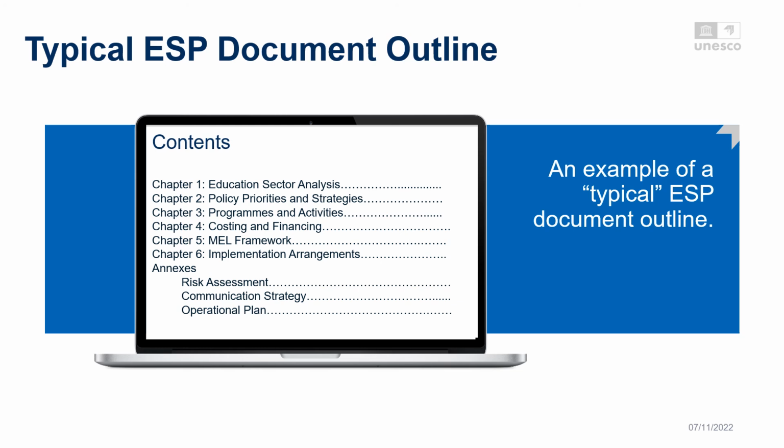Chapter 1, a brief overview of the education sector analysis. Chapter 2, policy priorities and strategies. Chapter 3, programs and activities, or priority programs. Chapter 4, costing and financing. Chapter 5, the monitoring, evaluation, and learning framework. Chapter 6, implementation arrangements. And finally, annexes, such as the operational plan, and additional elements, including a risk assessment or communication strategy.